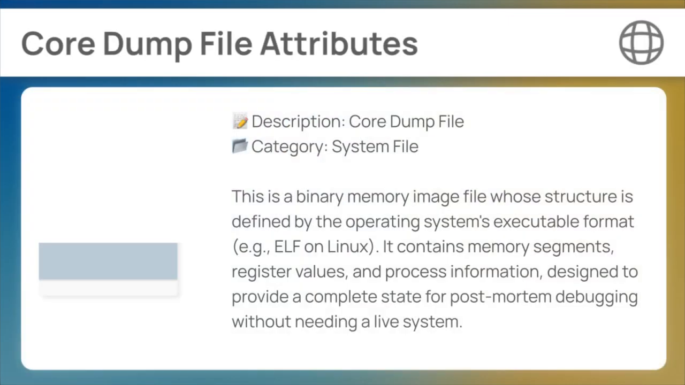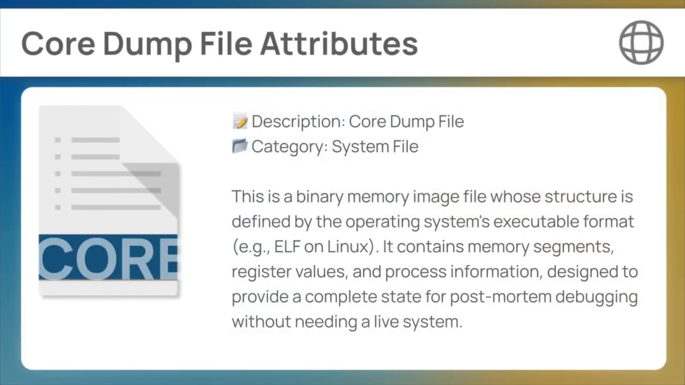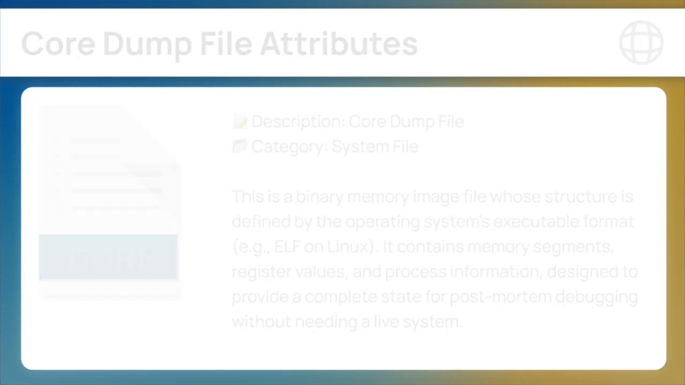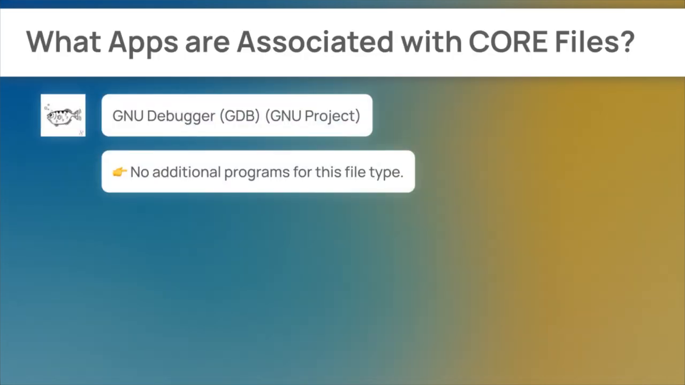This is a binary memory image file whose structure is defined by the operating system's executable format, e.g., ELF on Linux. It contains memory segments, register values, and process information, designed to provide a complete state for post-mortem debugging without needing a live system. The core professional tool for handling the CORE format is GNU Debugger, GDB, from the GNU project.